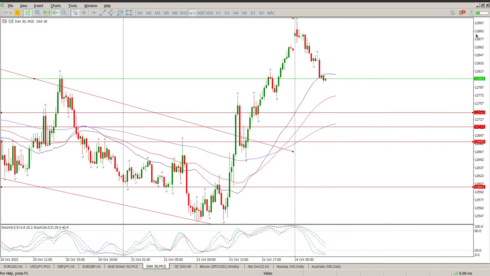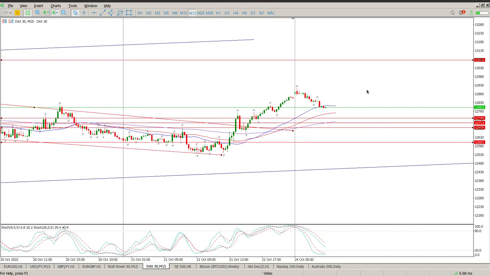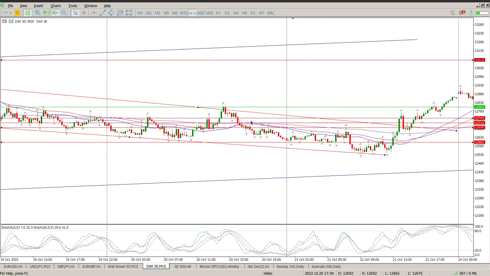And obviously the target that you're looking for is this one up here at 13,076. I'd first take 1,300 as profit. There should be a bounce to the downside of 1,300, then another opportunity to get in, and then 13,076 will be your ultimate target. Okay, that's my view on DAX today.